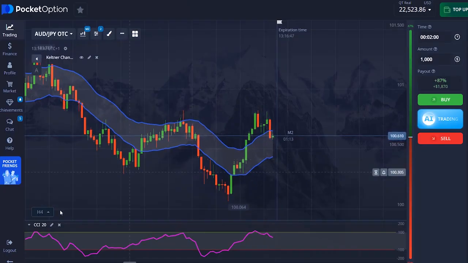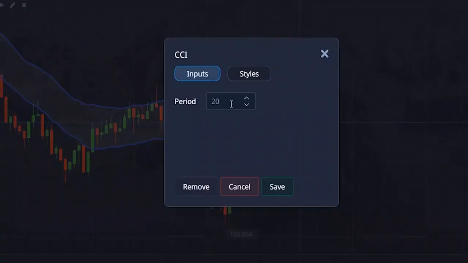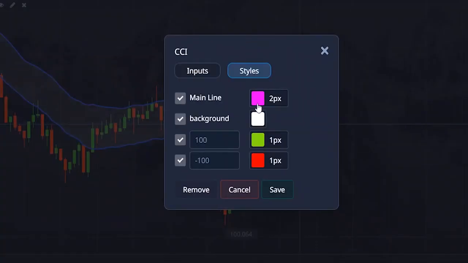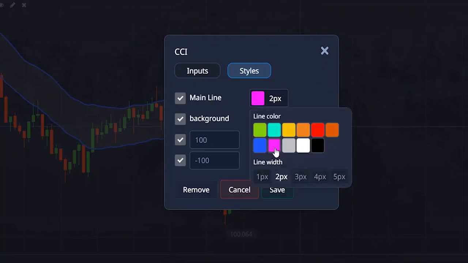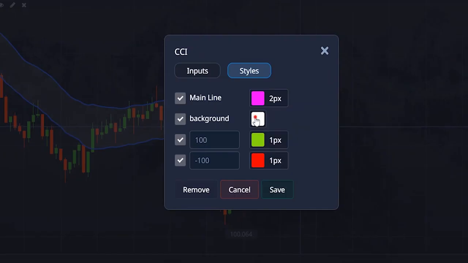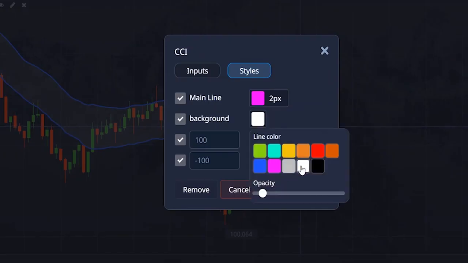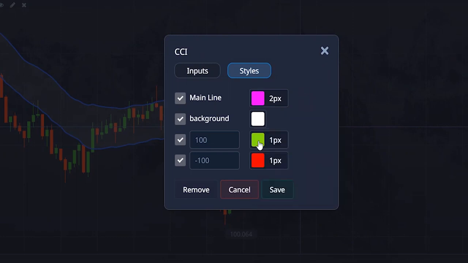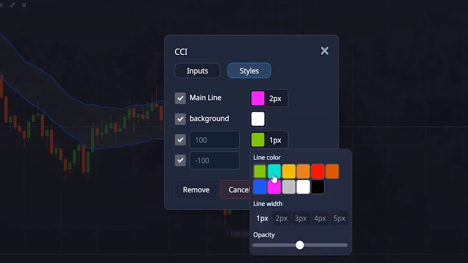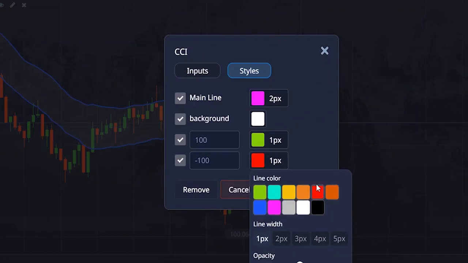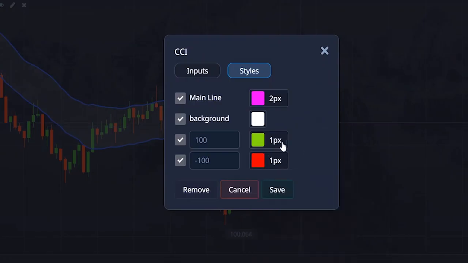Right away, the settings of our CCI come with the period of 20. Right here on the style level, we're going to make use of these particular colors. The main line should be a purple color at 2 pixels, and the background line should be a white color, and you can adjust the opacity. It all depends on what you want, and you can leave this one green and this one red, and we're going to leave both of them at 1 pixel. When you're done with this, just click on save.